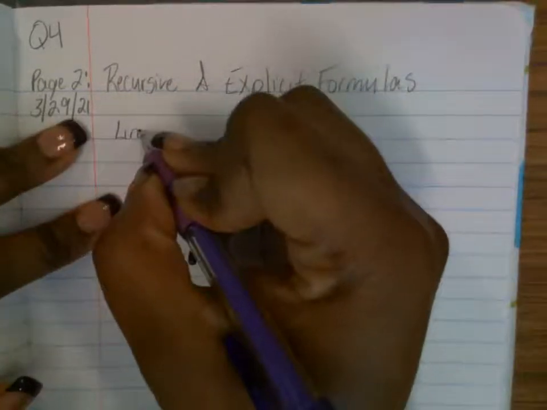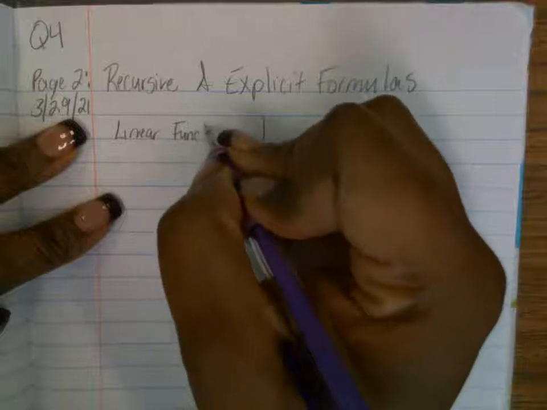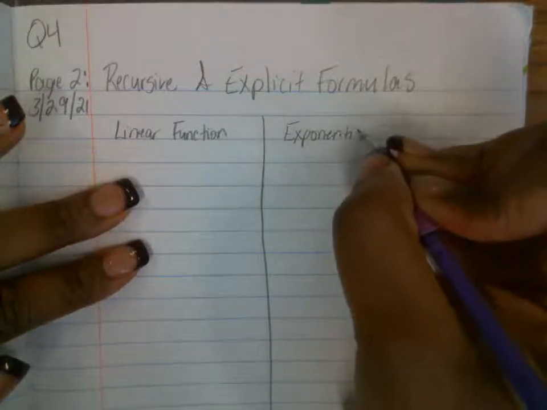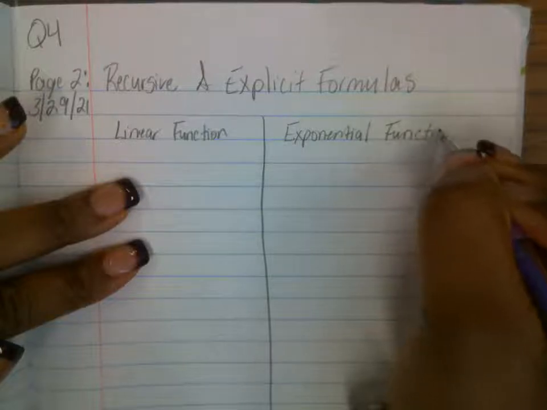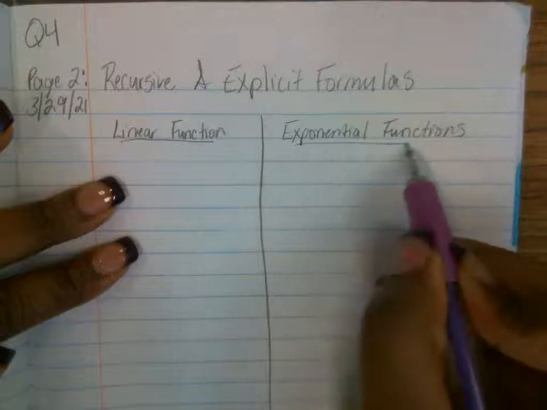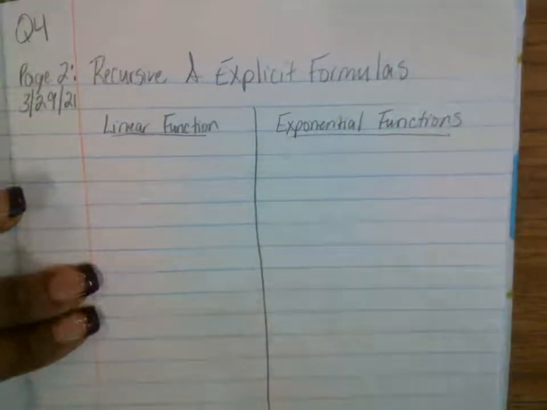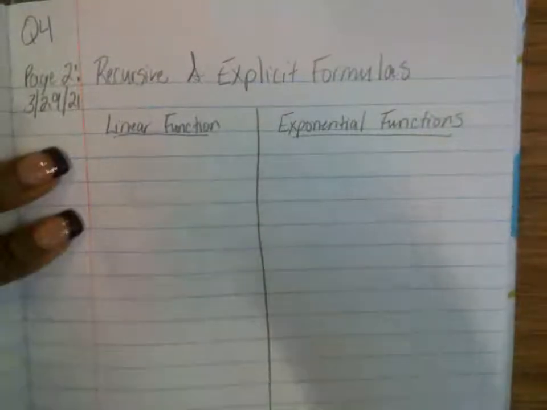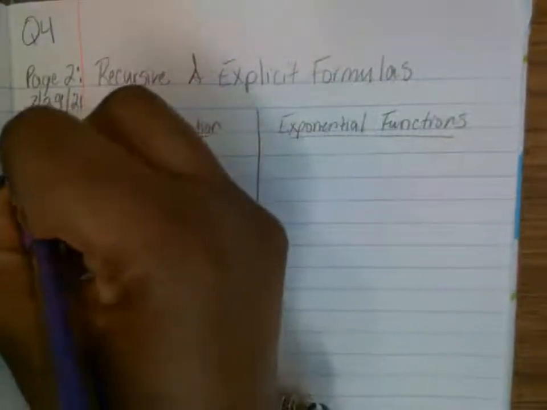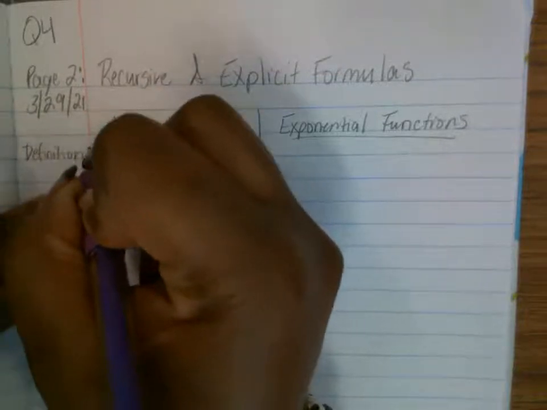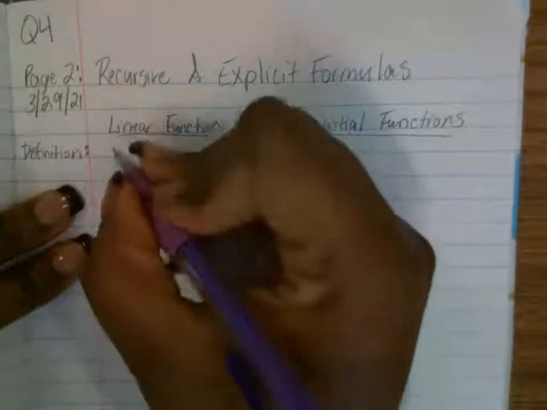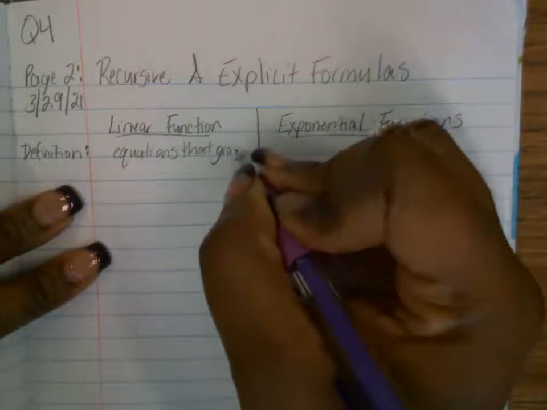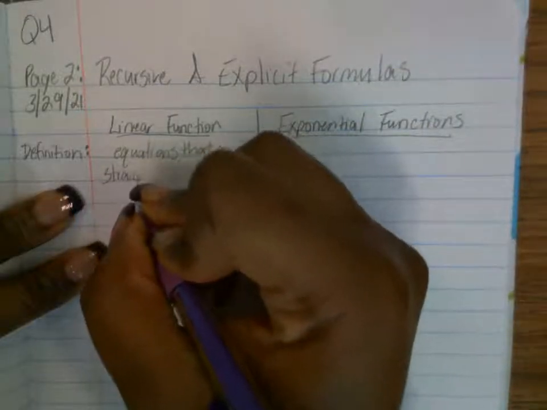So on this side, we're going to put linear functions. And on this side, we're going to put exponential functions. These are the two functions that we've covered so far. Just to recap what each of them are before we talk about the recursive and explicit formulas for them. Your linear functions are equations or functions that graph straight lines. So let's do definition. So here are equations that graph straight lines.